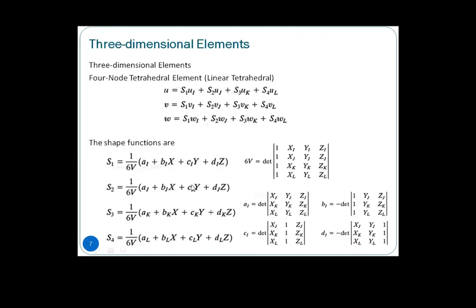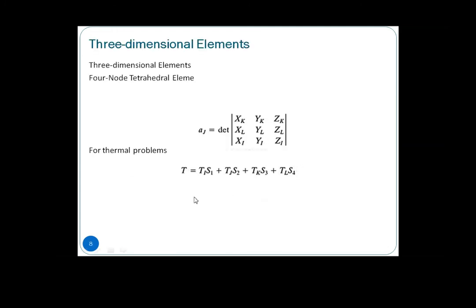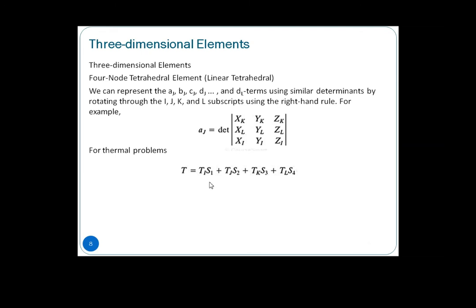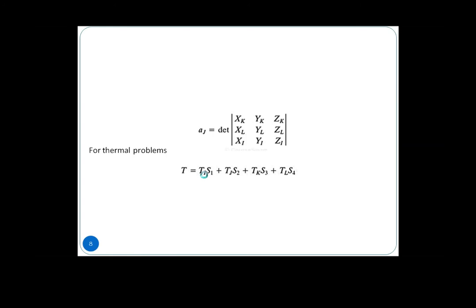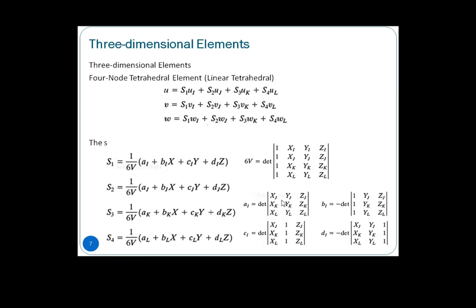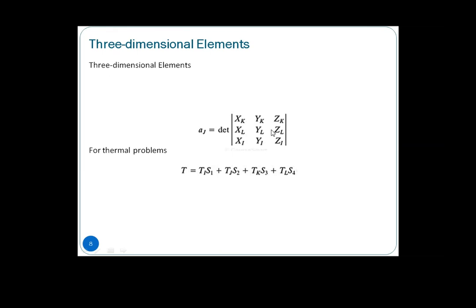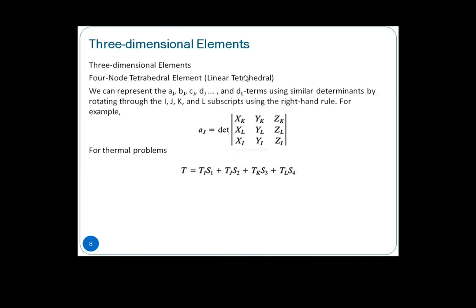Of course, this shape function is not only limited to the displacement field. If you have velocity in fluid mechanics, or temperature in thermal analysis, they also share the same shape functions. So also S1, S2, S3, S4 are related to the nodal temperatures of I, J, K, and L. This is like what I mentioned to you. If you want to find AJ, ignore the J parts, so we start from XK, YK, ZK, XL, YL, ZL, XI, YI, ZI. It has to follow the flow.